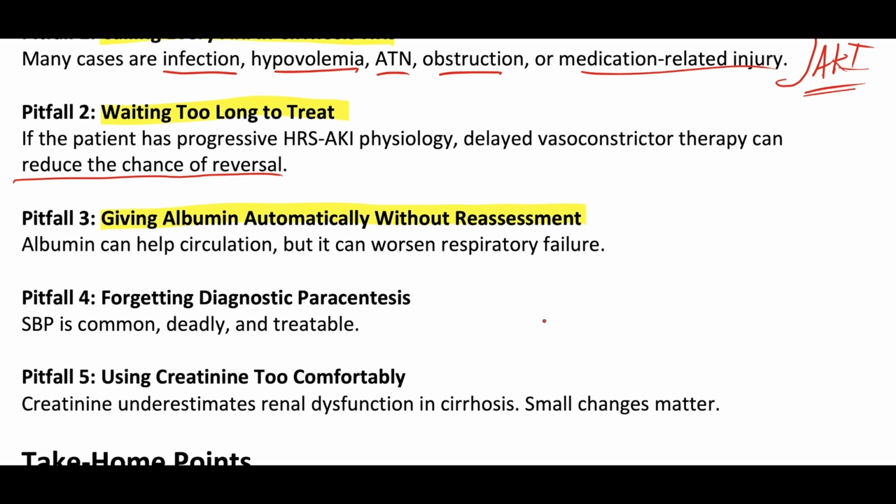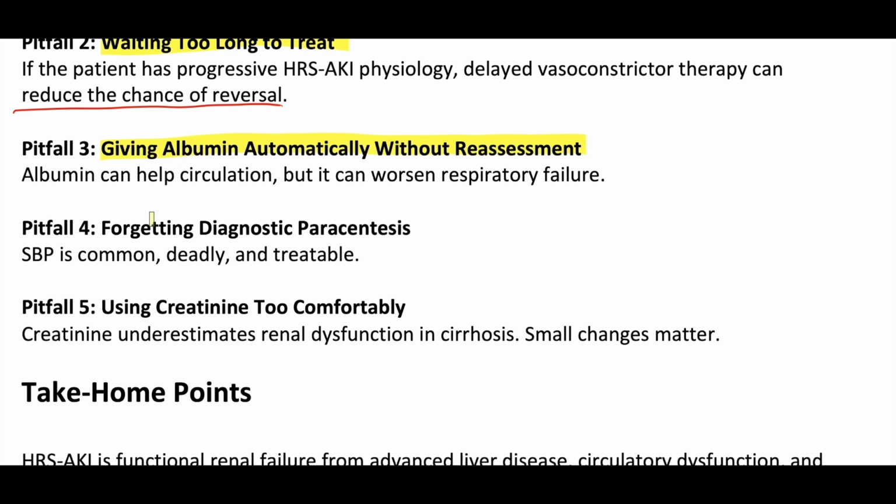All right, pitfall 4, forgetting a diagnostic paracentesis. SBP is so common, it's deadly, it is treatable. You need to address this as a potential reversible trigger. So do that para and treat if it's SBP.